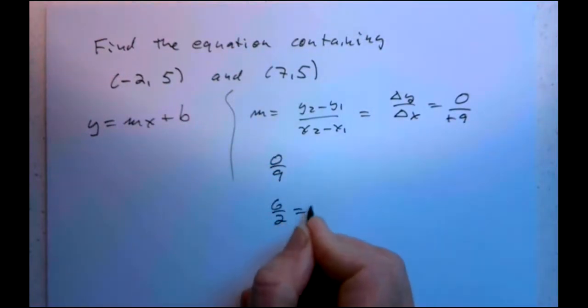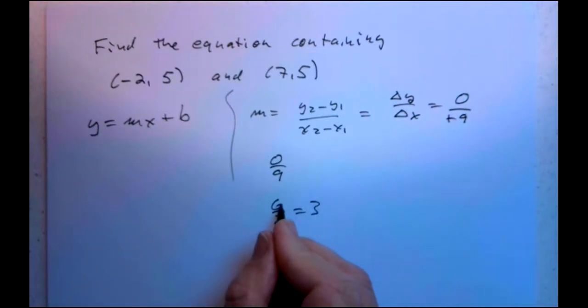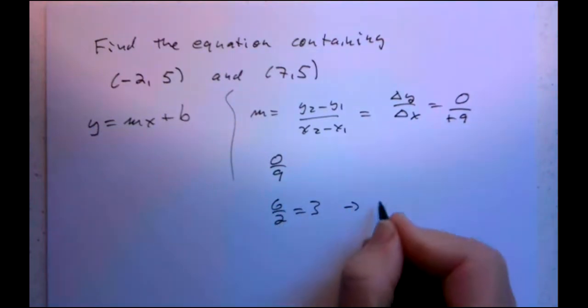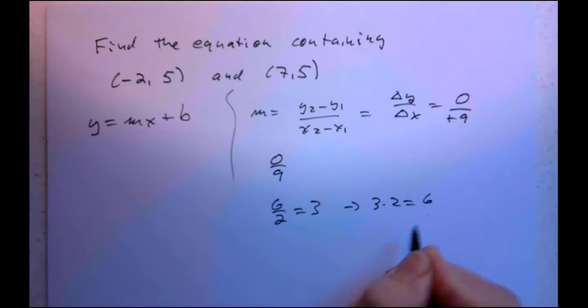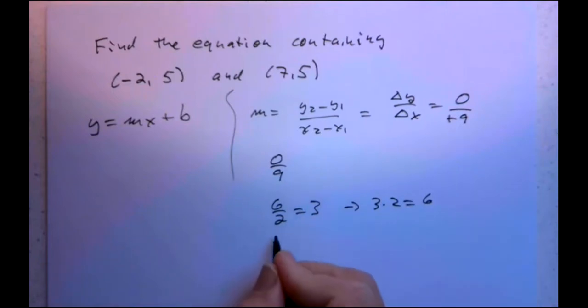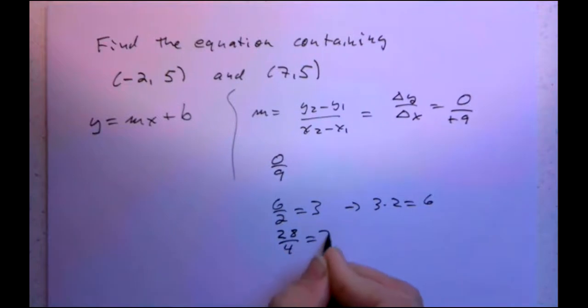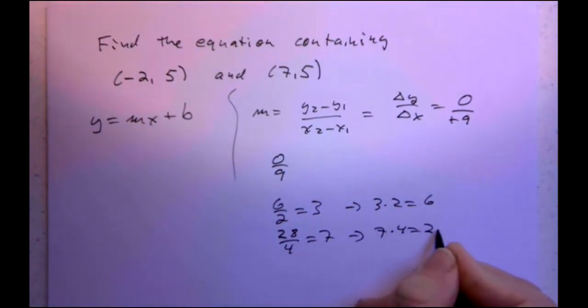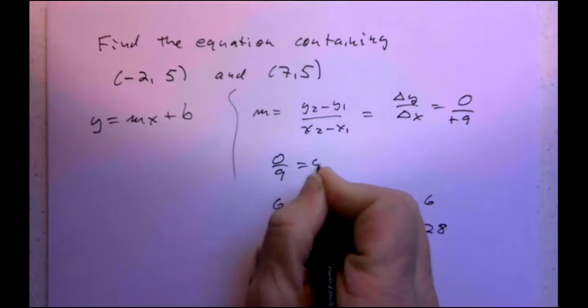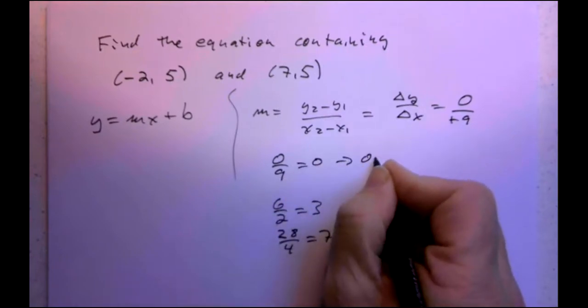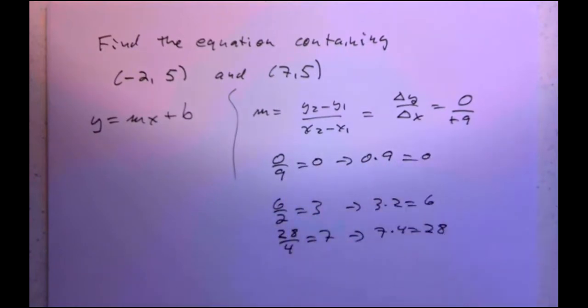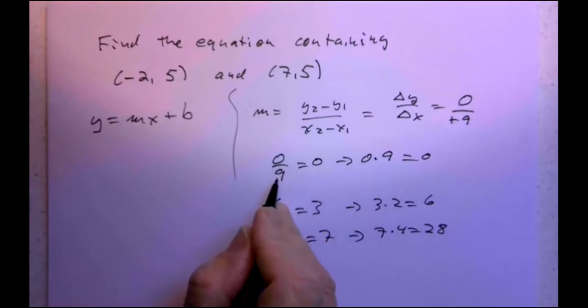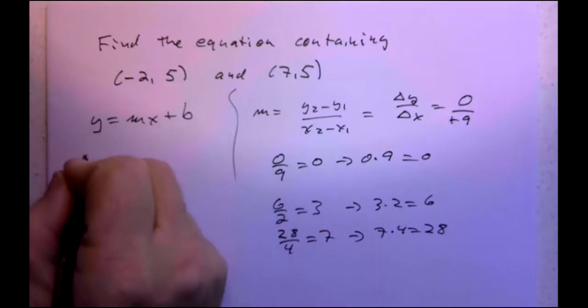How do we answer that question? I'm going to remind you that 6 divided by 2 is 3. 6 cookies, 2 kids. Each kid gets 3 cookies because 3 times 2 is 6. Right? 28 divided by 4 is 7. Why? Because 7 times 4 is 28. And 0 divided by 9 is 0. Why? Because 0 times 9 is 0. So our slope here is going to be 0. 0 in the numerator, something else in the denominator. The fraction gives us 0. So our slope is 0.